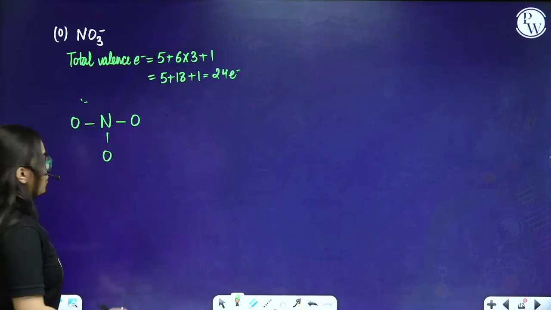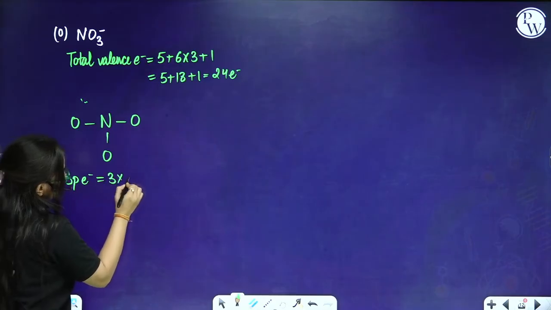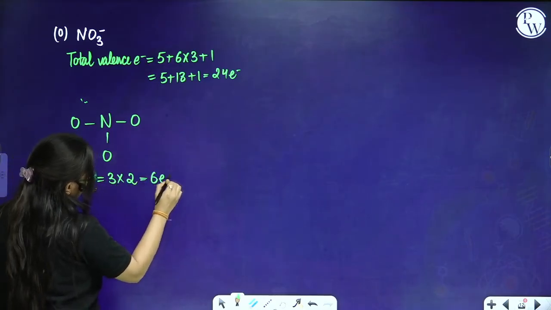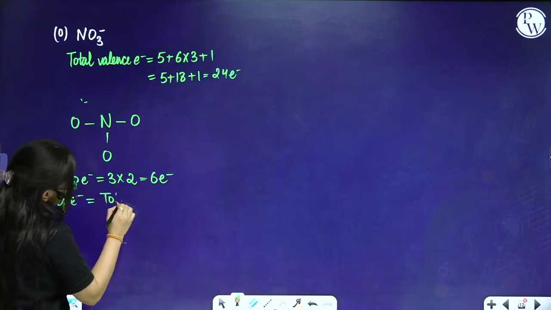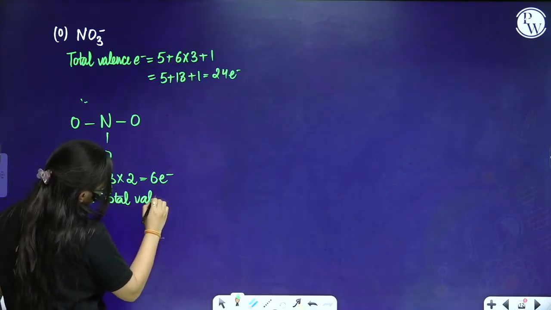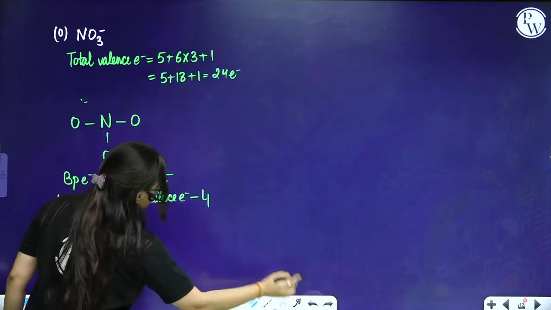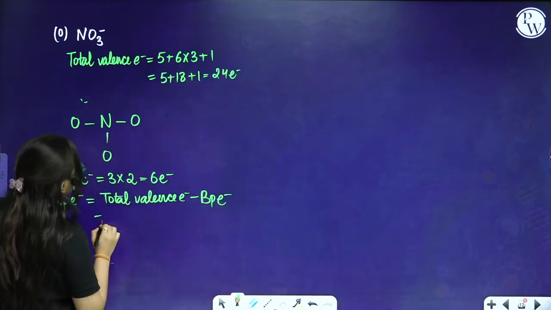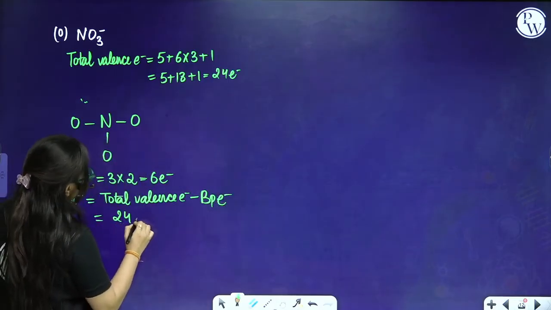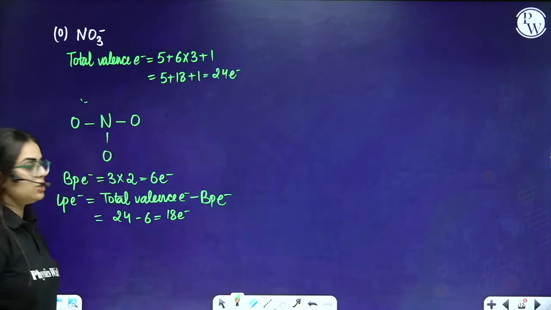So the bond pair electrons you are writing here: 3 bonds, and 1 bond contains 2 electrons, so 6 electrons. What will be the lone pair electrons? It is the total valence electrons minus the bond pair electrons. Now see, total valence electrons is 24 minus bond pair electrons 6, so this comes out to be 18 electrons. Now we have to represent the structure.